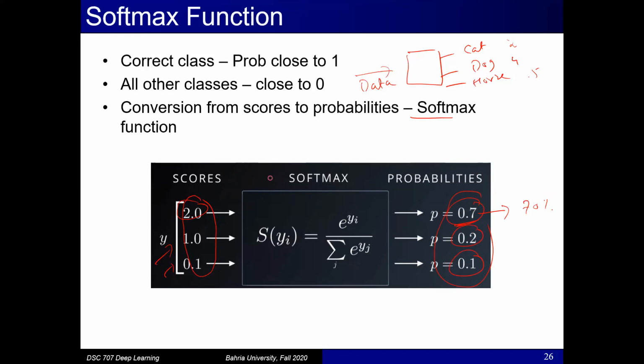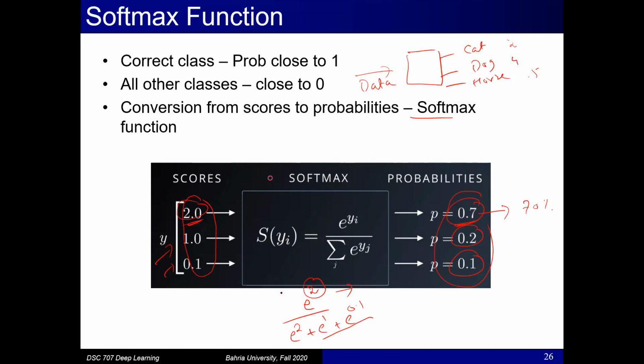Now, how do we implement this function? Suppose I want to convert a score into probability: you take e raised to power 2, and then in the denominator you have the sum of all of these, e raised to power 2 plus e raised to power 1 plus e raised to power 0.1. So you have e raised to power the score which you want to convert to probability, and here you have the sum of all the scores, of course, with e raised to power.